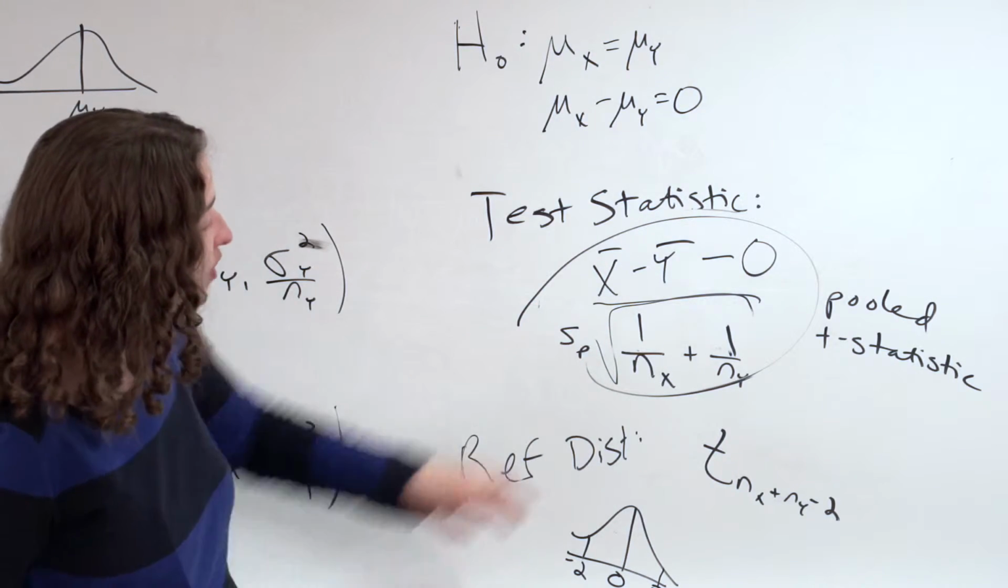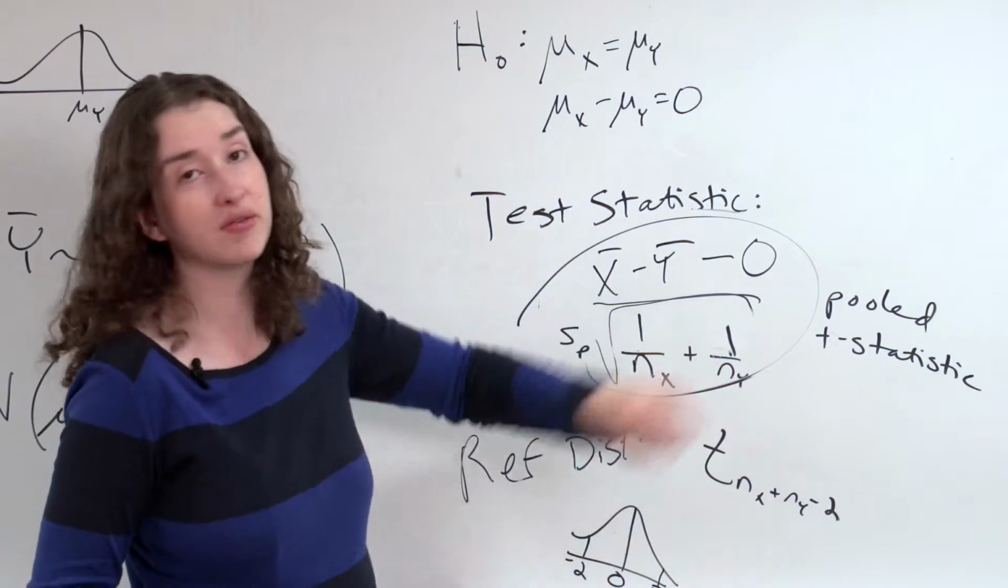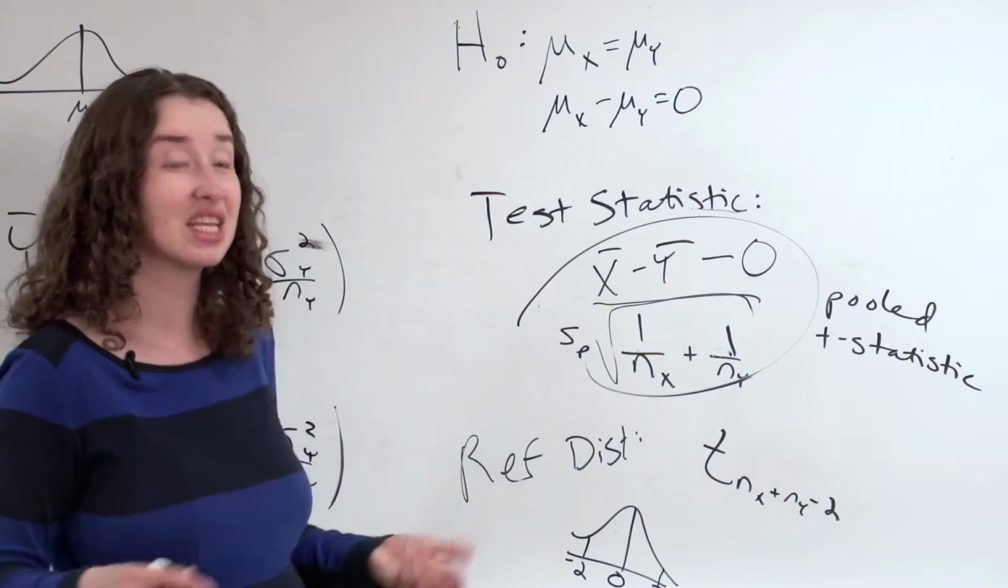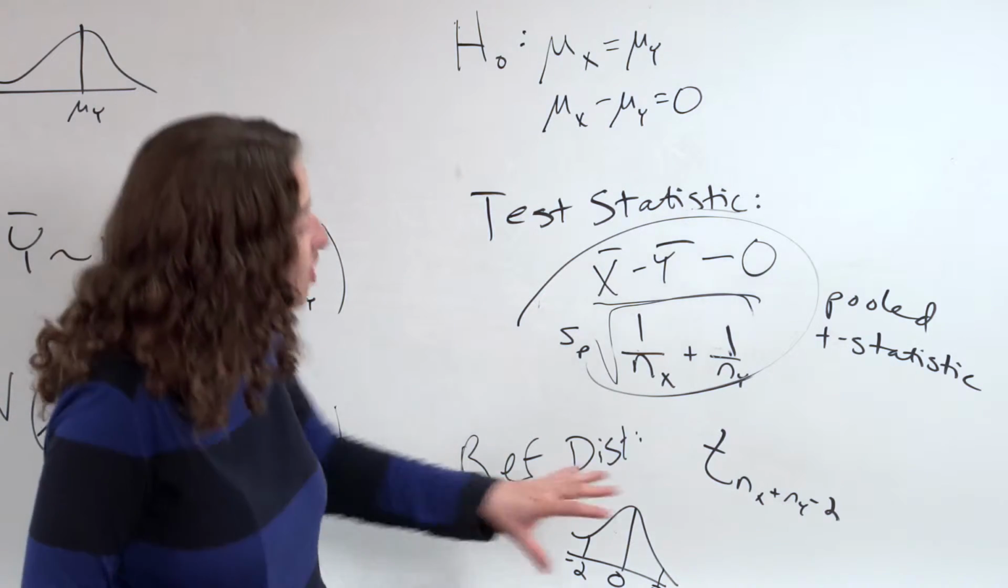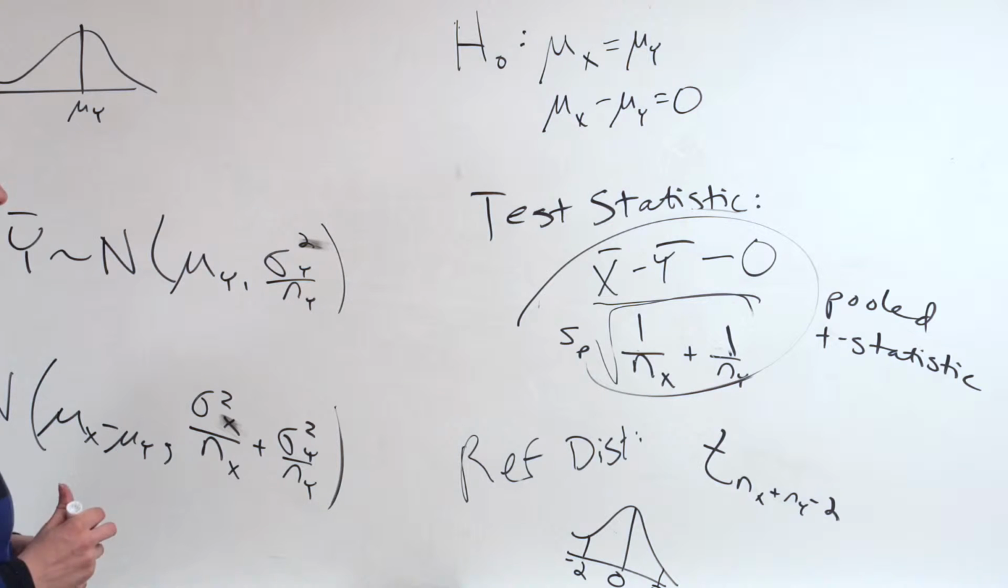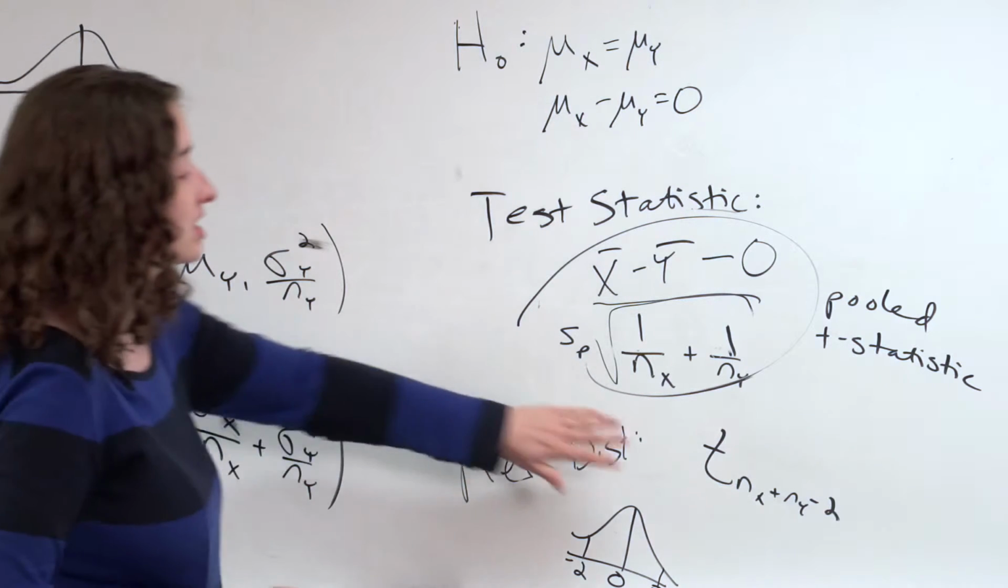But what I had before when I just plugged in the number was the sum of two S squares. And that doesn't follow officially a chi-square distribution. Technically, it doesn't follow one. And because of that, it was only approximately that this reference distribution followed a t. Looked like a t. But if I pool the variances, then this exactly works.